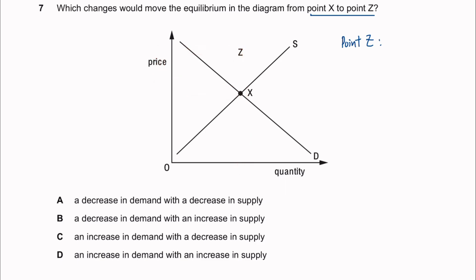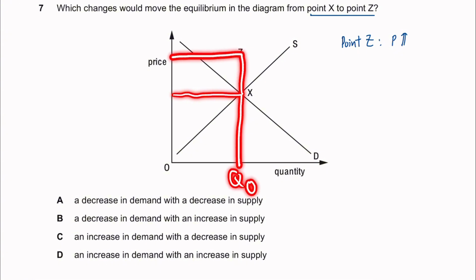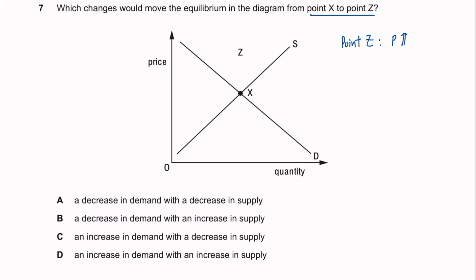Okay, let's write this down first. Price increases. How about the quantity? You can see the quantity is still the same. Yeah, still in the Q0. So the quantity does not change. So we just say Q same. Okay. We need to find out what kind of combination will result in this.